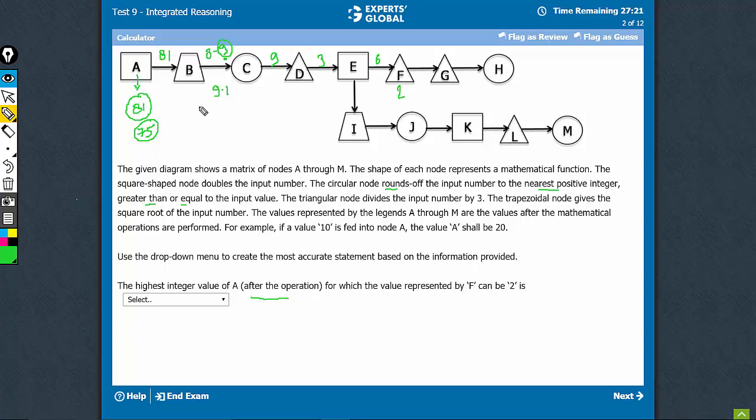It cannot be 82 also, because if it were 82, this would become greater than 9. The value here will become greater than 9, and see, this node will make it 10, right? So you have an answer choice like 90 here, which is a trap. The answer here should be 81. That's the highest integer value. Anything more than 81 and this value becomes 10, and the value of f would be greater than 2 in that case. The right answer is 81.